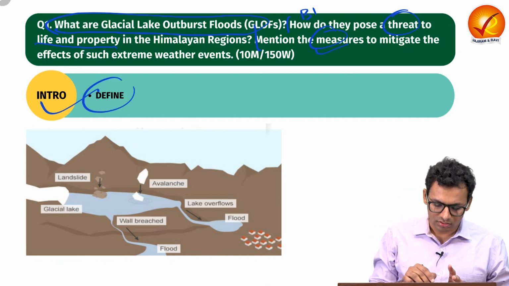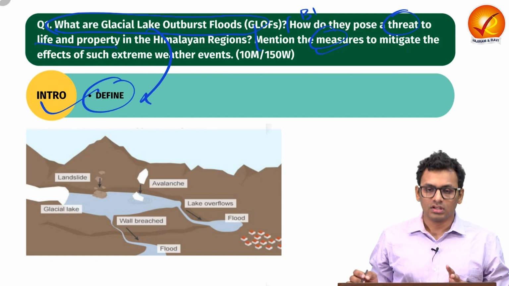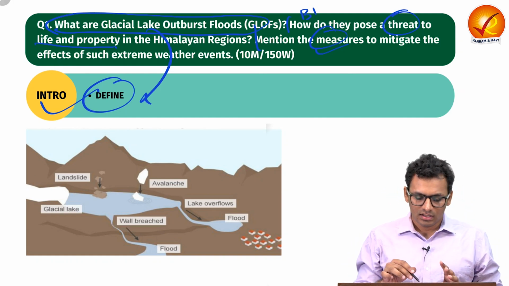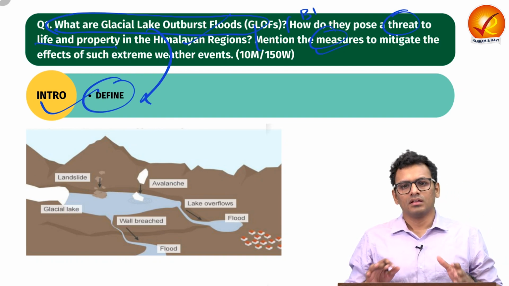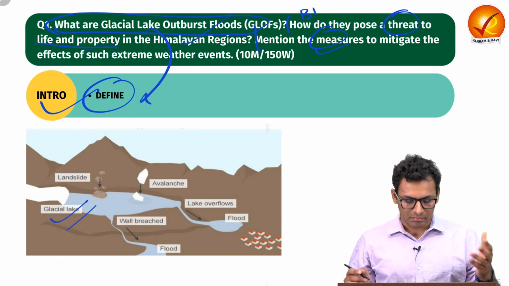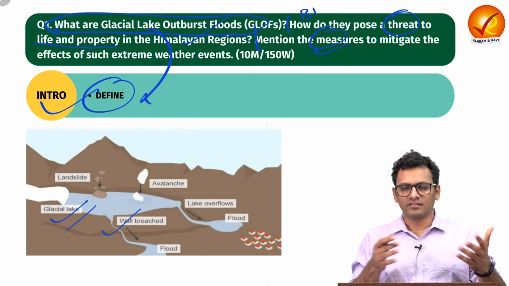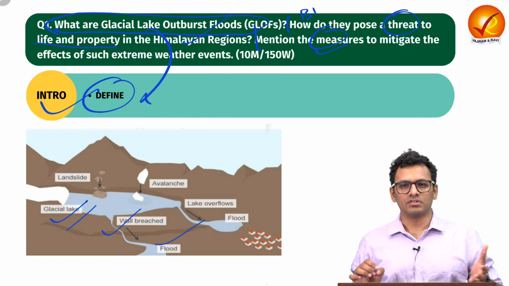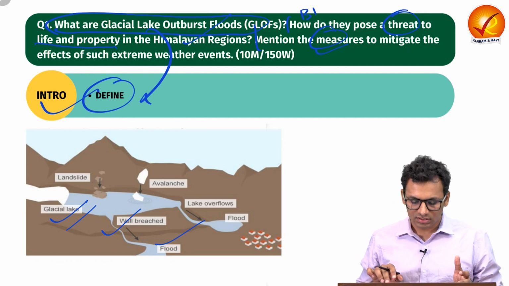In the introduction, you can define, as in you can talk about what are glacial lake outburst floods. You can talk about how they are floods because of certain kinds of events where we have seen how a glacial lake can melt suddenly and breach certain barriers and create a flood-like situation for the lower region. That is something you can write in the introduction.